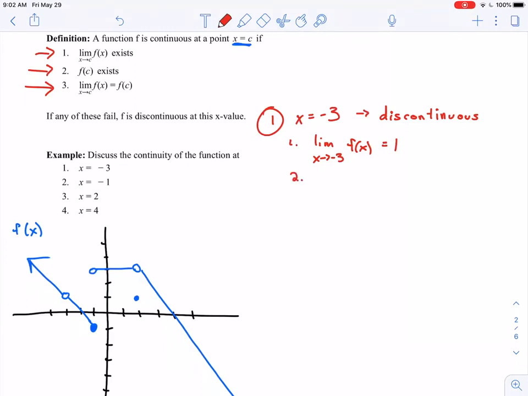Second, does f of c exist? Well, I have a hole in my graph right here, which seems to be a big problem, and I don't have another closed point at x equals -3 to compensate for that hole. So in this case, we would say f of -3 does not exist. So this is really why. This is what I would be looking for if I asked you to justify your answer. If I said, okay, tell me why this function is discontinuous. Well, it's discontinuous because f of -3 does not exist.